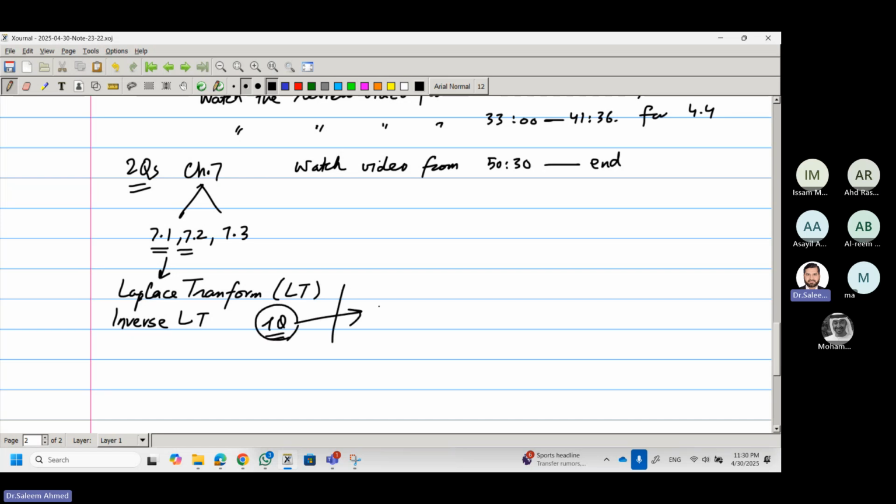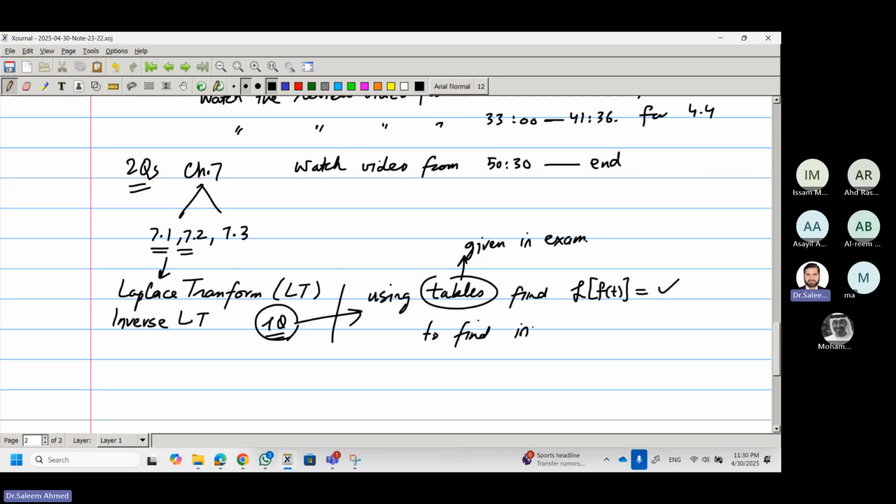Tables will be given in the exam. So using tables, find the Laplace transform of some function. I will give you a function, you will find the appropriate formula, and to find the inverse Laplace transform, like the Laplace inverse of some function of s.